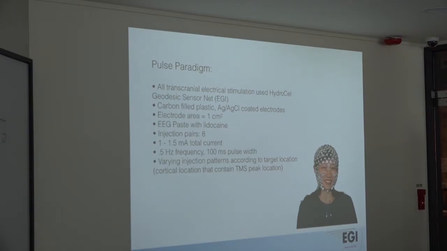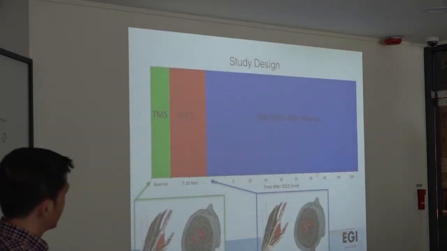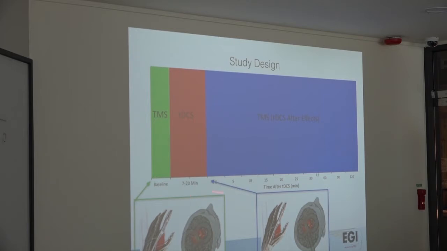That's how many current sources we have. And then we use a half a hertz frequency for stimulation. And the pulses are only 100 milliseconds long. So every 2 seconds, they have a very brief 100 millisecond pulse. Okay? And then the injection pattern is different for everybody. And how we determine that is through reciprocity. And I'll go into that. We use the exact same paradigm as I showed.